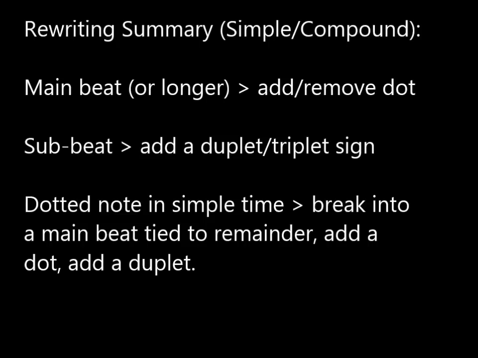And here's a full summary for you for how to rewrite a rhythm without changing the effect. A main beat or longer, add or remove a dot. For a subbeat, add a duplet or triplet sign. If there is a dotted note in simple time, break it into a main beat, tie it to the remainder, add a dot, add a duplet.